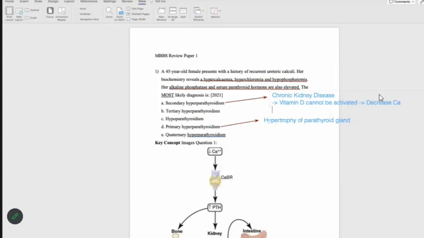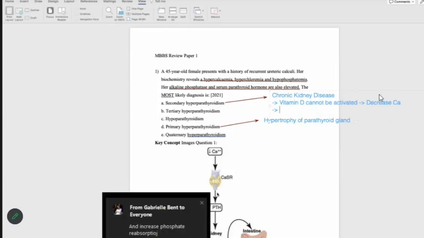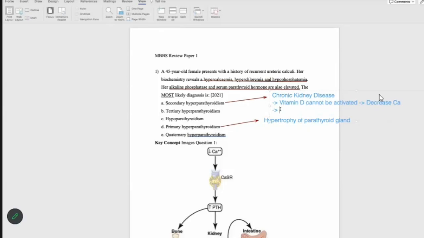Follow? And then if you look on the diagram down below, parathyroid glands, they respond to low calcium. Follow me? So if you have low calcium because the kidneys can't activate vitamin D, you're going to end up with increased activity of the parathyroid gland. When the parathyroid gland's activity increases, the gland enlarges, right?